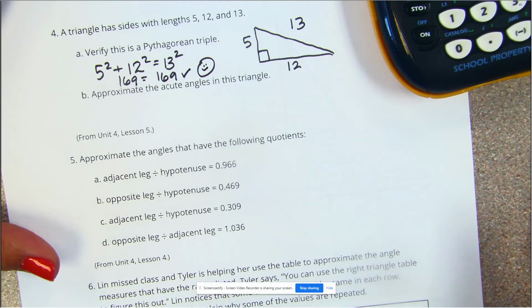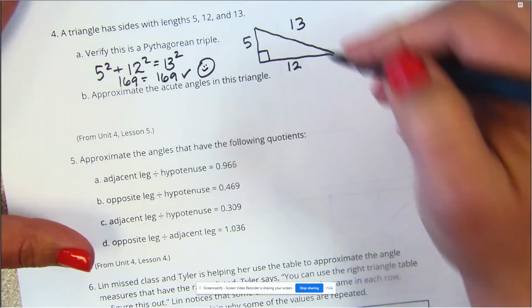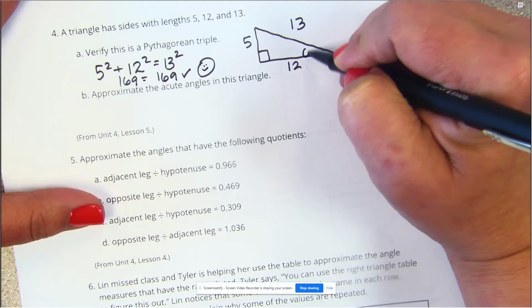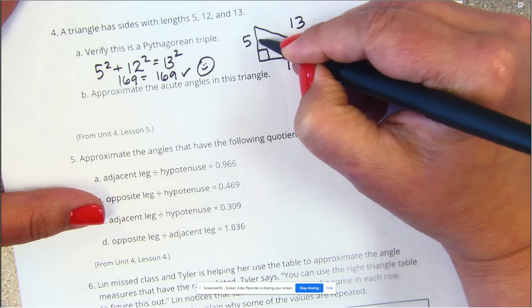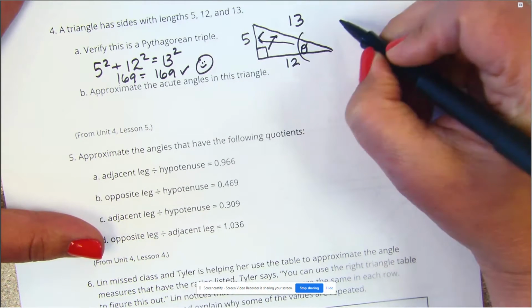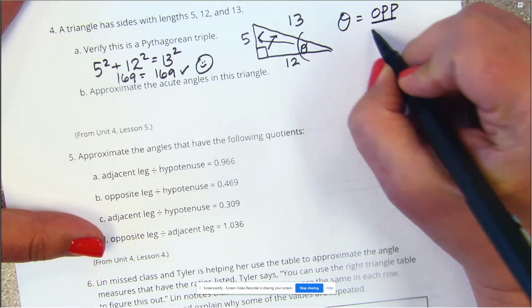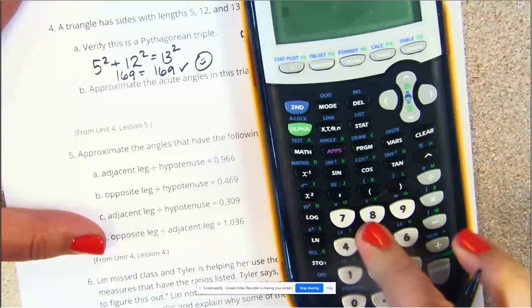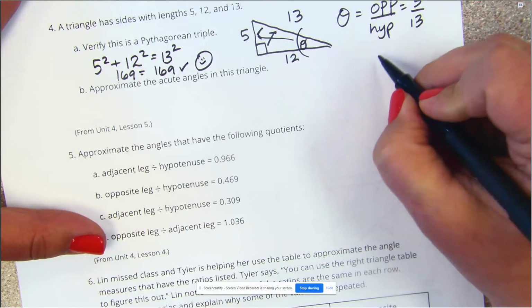Approximate the acute angles. Well, I think they're wanting us to use a table here. So let's just go for this angle right here. I'll call it theta. If I wanted this angle, I can use any of the sides. I'm just going to do the opposite divided by the hypotenuse. So if I take 5 divided by 13, eventually we're going to learn how to use the calculator to do this, but it's about 0.385.